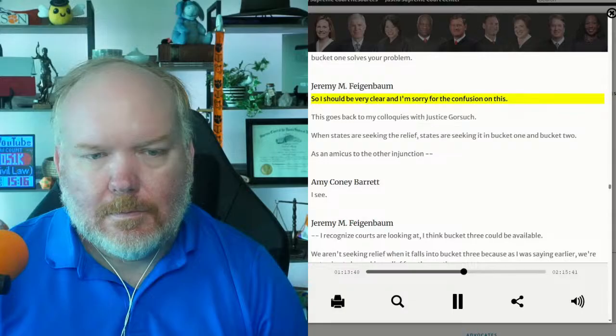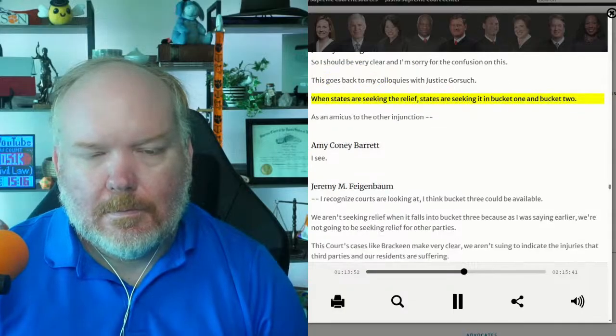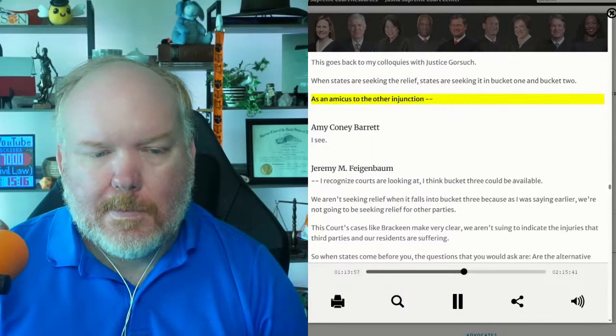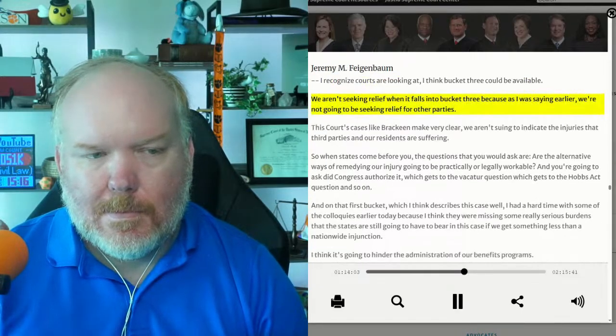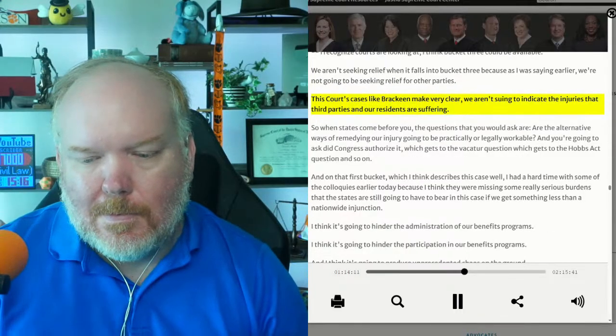So I should be very clear, and I'm sorry for the confusion on this. This goes back to my colleague with Justice Gorsuch. When states are seeking the relief, states are seeking it in bucket one and bucket two. As an amicus to the other injunction I recognize courts are looking at, I think bucket three could be available. We aren't seeking relief when it falls into bucket three because, as I was saying earlier, we're not going to be seeking relief for other parties. This court's cases, like Brackeen, make very clear we aren't.